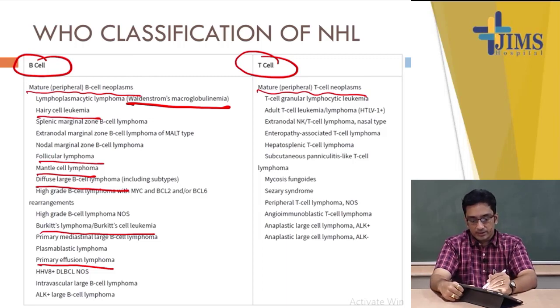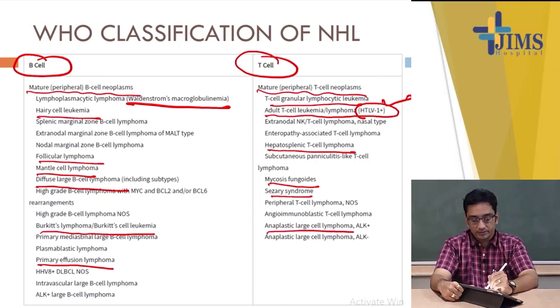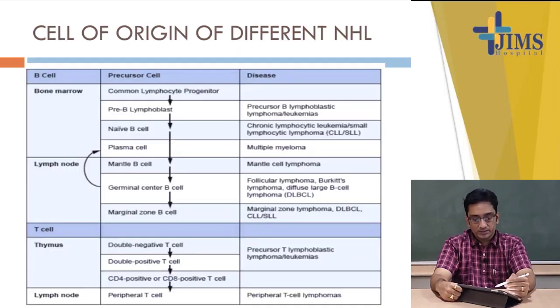In T cell neoplasms you get T cell granular lymphocytic leukemia, adult T cell leukemia lymphoma, very important, caused by the HTLV-1 virus, hepatosplenic T cell lymphoma, mycosis fungoides, Sézary syndrome, and anaplastic large cell lymphoma, which can be ALK positive or ALK negative. These are the cells of origin, as I said in the previous schematic diagram. All the different types depend upon at which stage the neoplasm is occurring along the maturation pathway of the B cell or the T cell.